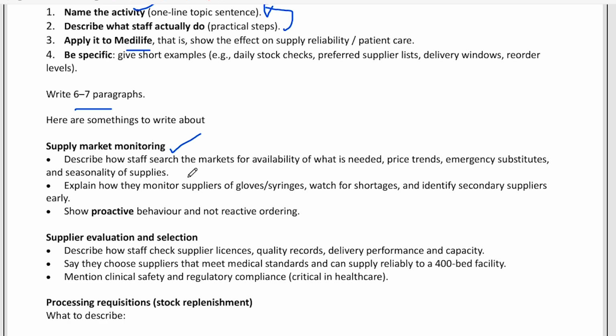So you describe our staff. Okay. Search the markets for availability of what is needed. Price trends, emergency substitutes, all that stuff. And then explain how market monitoring, okay, how they monitor suppliers of what? Of the gloves, of the syringes, or they watch for shortages. So in short, you're just supporting this thing you've just said here that you're describing.